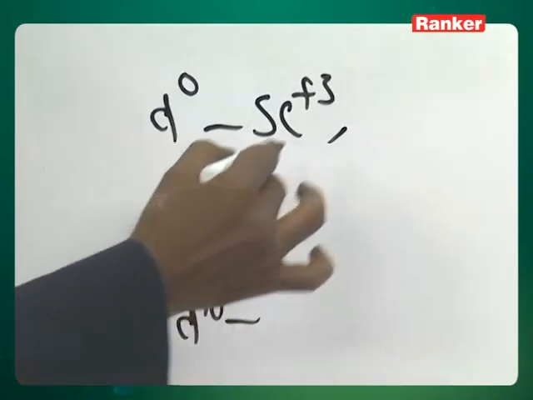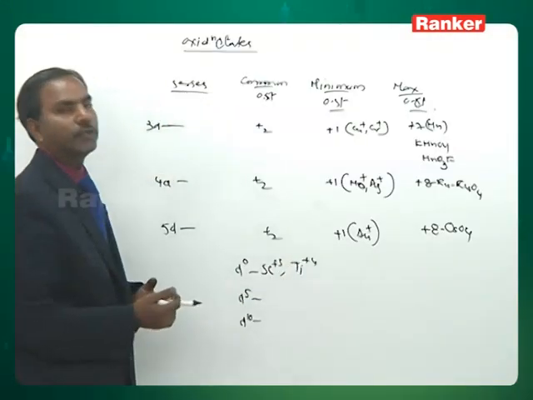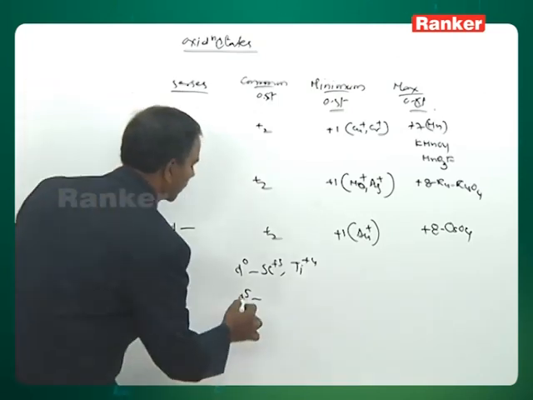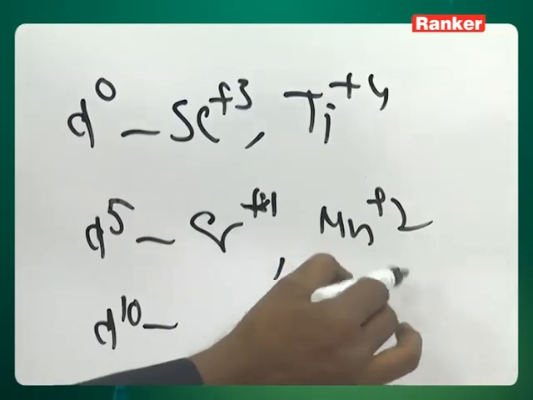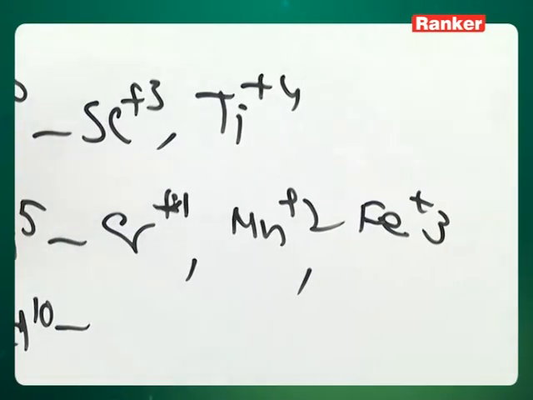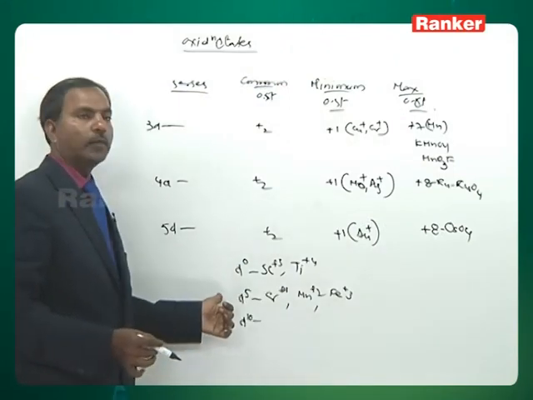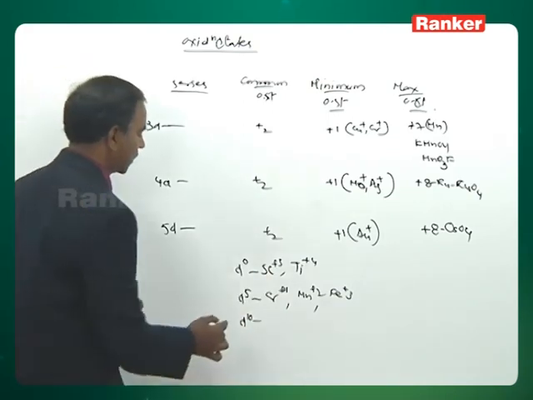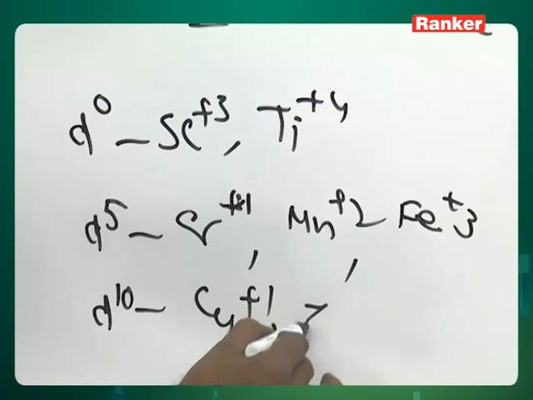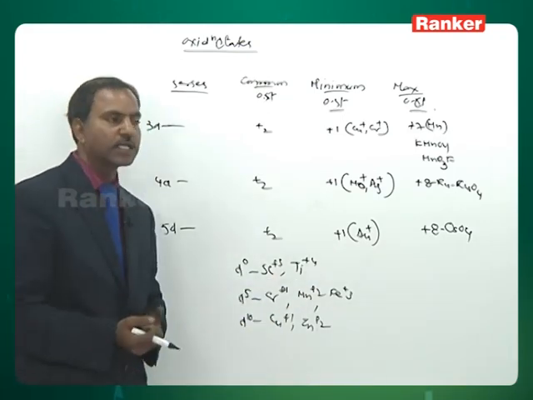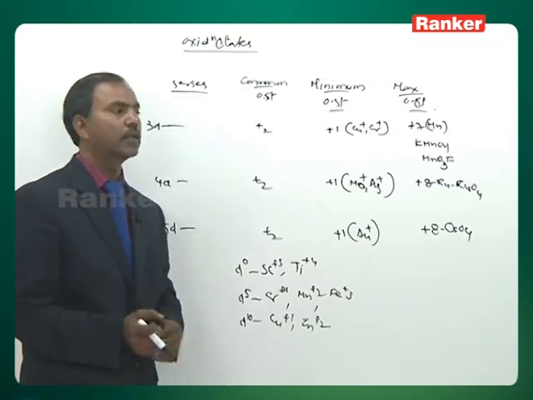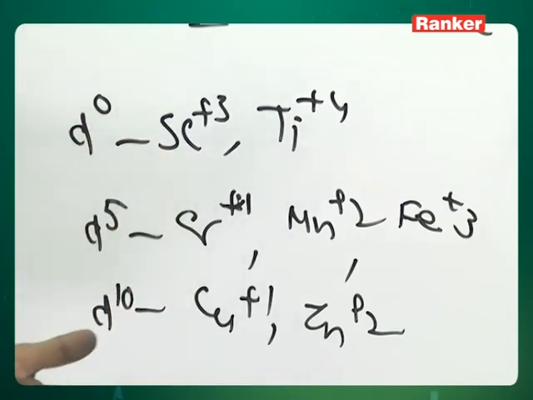Consider scandium +3, D0, and titanium +4, also D0. These two oxidation states are stable for scandium and titanium. You can take chromium +1 and manganese +2, and you can also consider iron +3. In these three oxidation states, the metal ions have stable D5 configuration. Therefore, we consider them stable oxidation states. For D10, take copper +1 and zinc +2. All these oxidation states we consider as stable oxidation states. Why? Because in these oxidation states, the metal ions gain either stable D0 or D5 or D10 electronic configuration. Therefore, these are considered stable oxidation states.